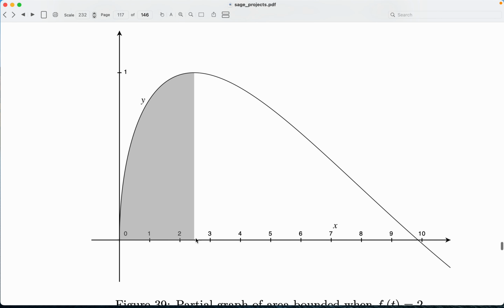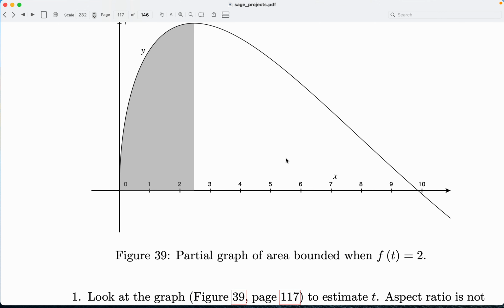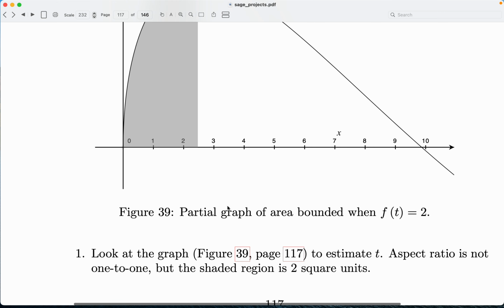Looking at it, t looks about 2.4 to me. Just look at this picture over here. This shaded area is not approximately, it is 2. By the way, it is approximate as a picture because an image can never be exactly right, but the integration I did actually turns out to be 2. So the first thing you should do is visualize the problem.